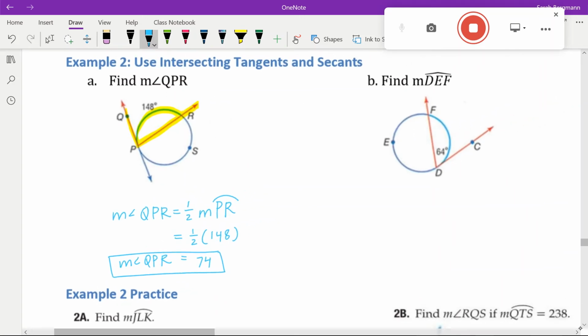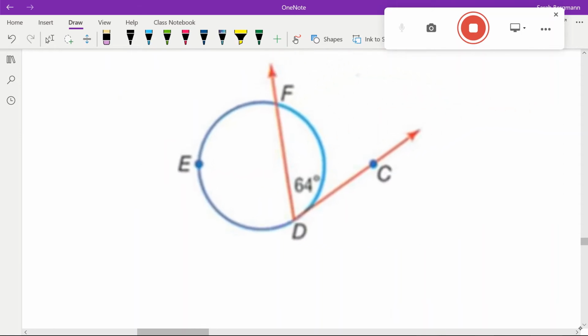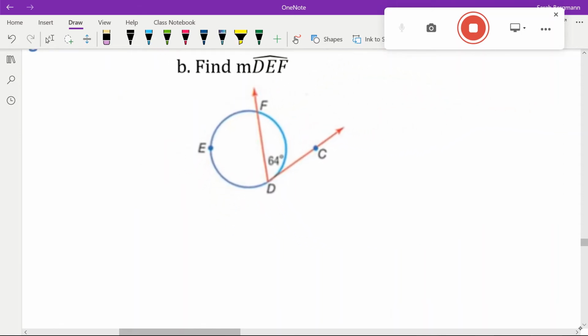Let's do one more example. This time we're finding the measure of arc DEF. That's this arc here. So, let's see what we're going to do here. First off, all we know is this angle measure here, angle FDC. However, if we can find the measure of arc FD, remember the measure of a full circle is 360 degrees. So let's find the measure of arc FD first.